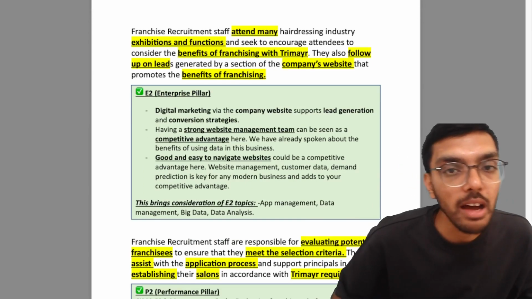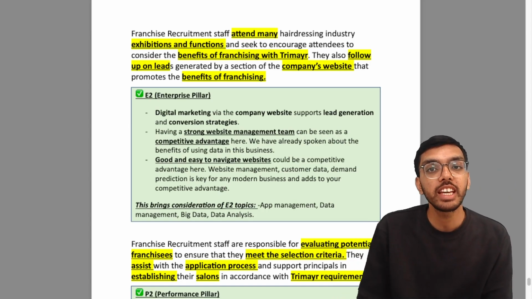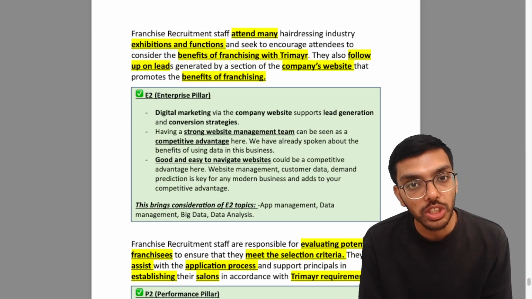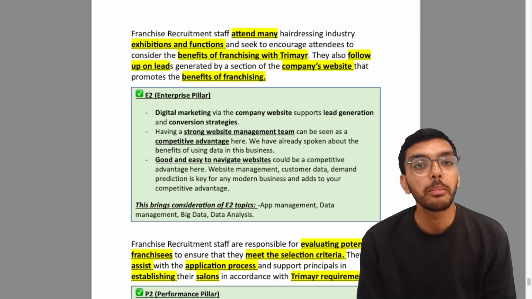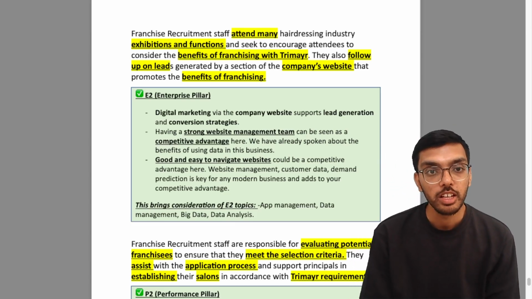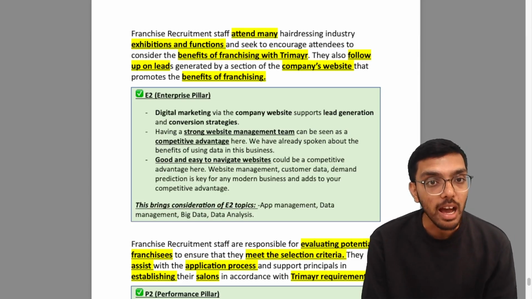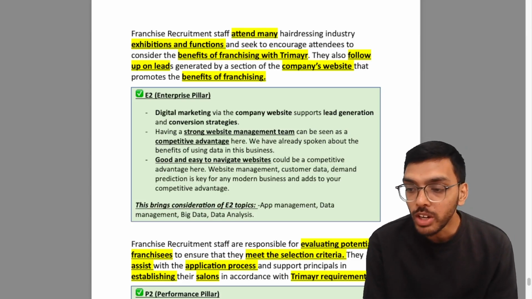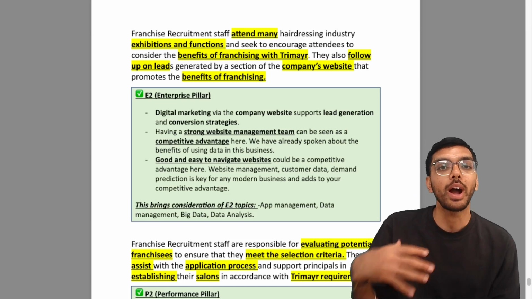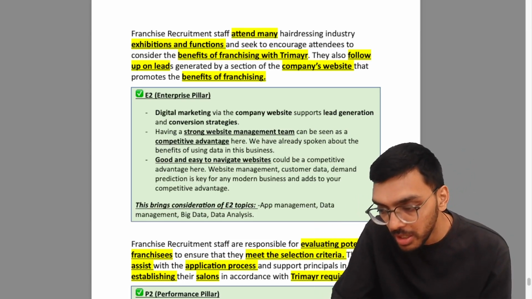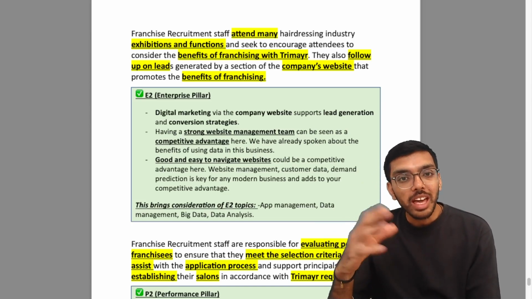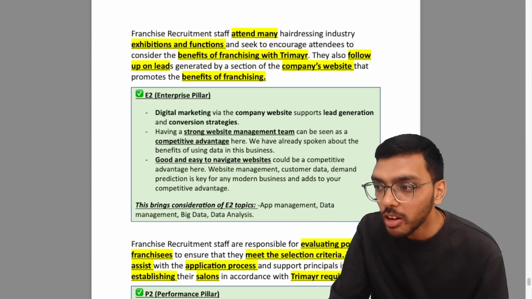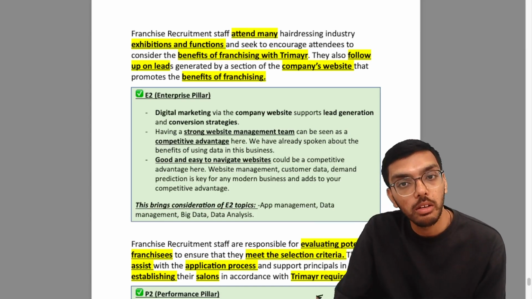Franchise recruitment staff attend many hairdressing industry exhibitions and functions, seek to encourage attendees to consider the benefits of franchising with Trimayr. So this, the franchise recruitment staff's one goal and one goal only is to acquire as many franchisees as possible, because if we don't acquire them, our competitors will. So their major job is pretty much sale of the franchise model.